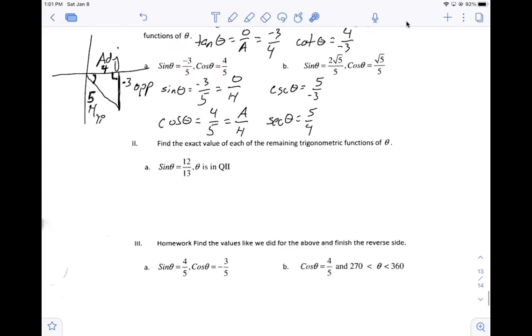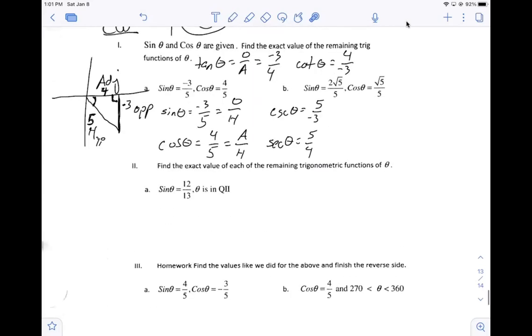In this one, I don't have to even bother with the ASTC chart because it's just explicitly telling me I'm in quadrant 2. So I can draw my little reference triangle in quadrant 2. Drop down that vertical, like we said, such that this is my opposite, there's my hypotenuse, there's my adjacent. Sine of theta, once again, is opposite over hypotenuse, so this is 12 and this is 13.